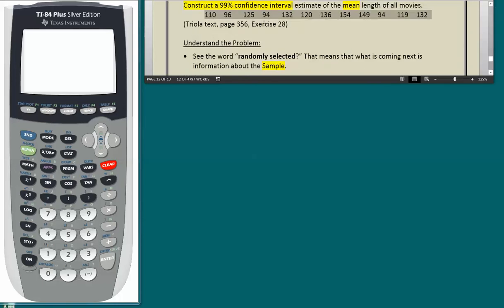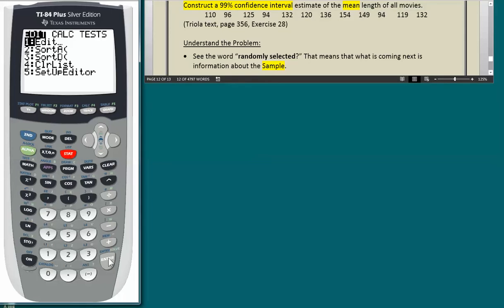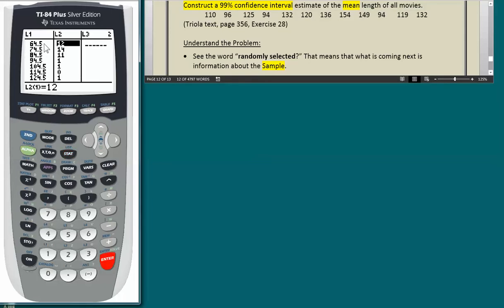I'm going to go up here. So there's our numbers. So I'm going to hit Stat, Enter. I'm going to go into list 1. Well, the first thing I'm going to do is clear out what's already in list 1. So I'm going to hit Clear, Enter. And then I'm going to type all these numbers into the list. So there's the 110, 96. And I'm going to pause this recording for a minute while I fill in the rest of the numbers.